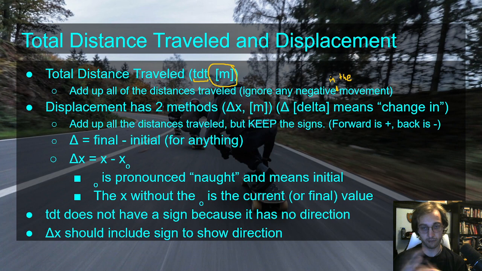So the first way to do it is to take all the distances you went and keep all of the signs. So like if you go 20 forward and then you go 30 backwards, you would include the plus for the 20 and then minus for the 30, and that would give you your total displacement if you add those together. So that's the first way, and people tend to find that one pretty intuitive.